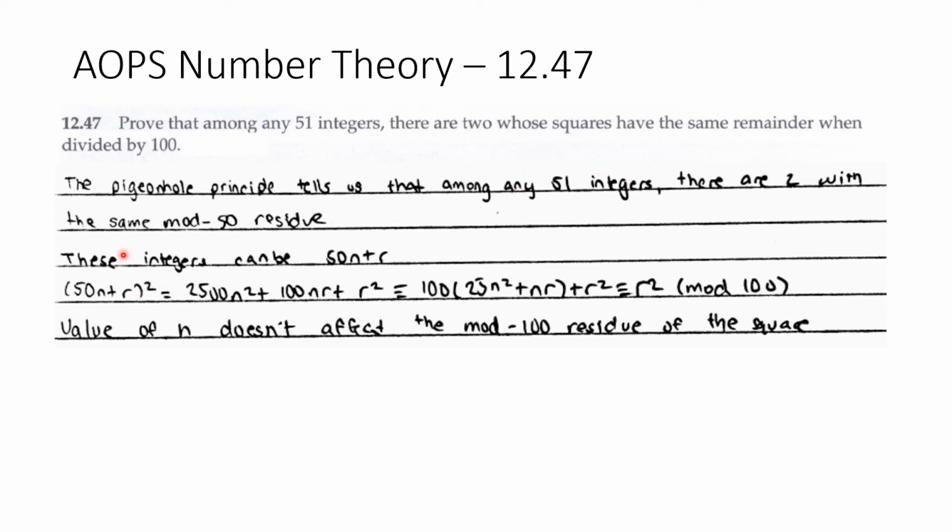So these integers can be 50n plus r. Since it asks for the square, (50n plus r) squared, if you do all the calculations, is congruent to r squared in modulo 100. So the value of n doesn't affect the modulo 100 residue. So there must be at least two different numbers whose squares have the same remainder when divided by 100.